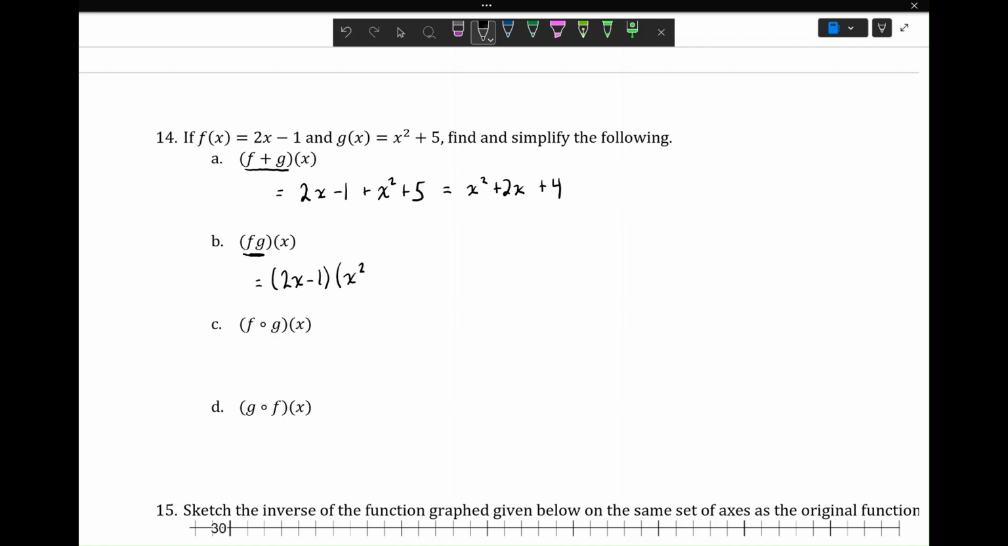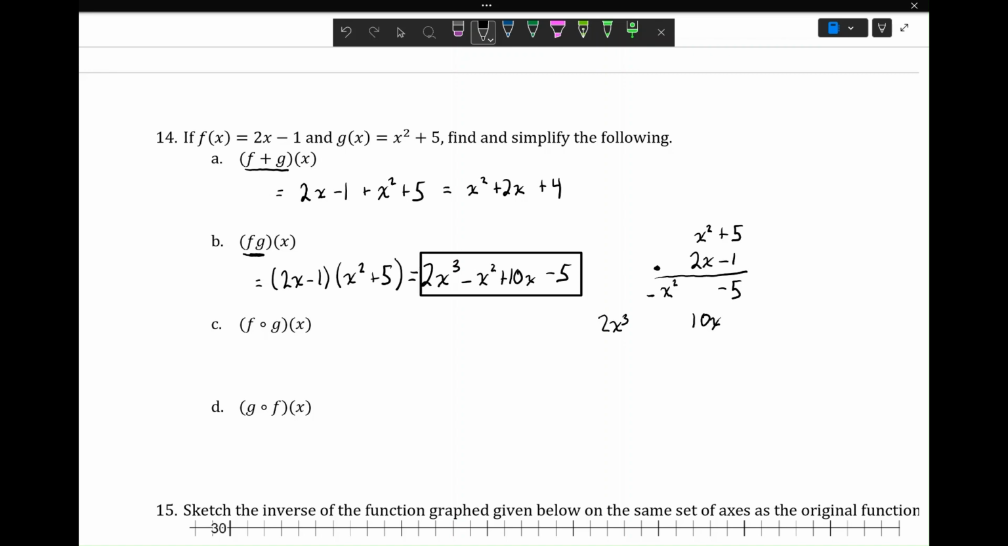So for this one, I need to multiply the two functions I'm given. Now, one thing that helps me with these functions is when I multiply them, one way I do it is kind of like how you do the multiplication algorithm in grade school. So this helps me remember I do the -1 times the 5 to get a -5, the -1 times an x squared, put a negative x squared there. Then I have to do 2x times 5 in the second row, which is a 10x, and 2x times x squared is 2x cubed. If I put that all together, that gives me 2x cubed minus x squared plus 10x minus 5. I'll go ahead and put a nice box around that, show it's my final answer.